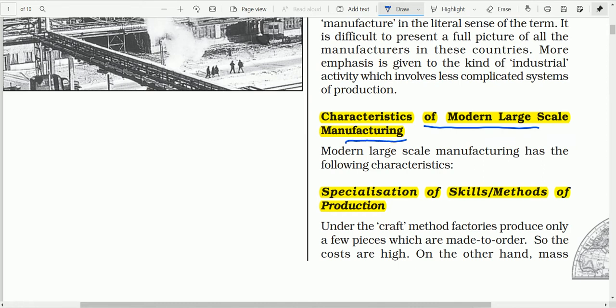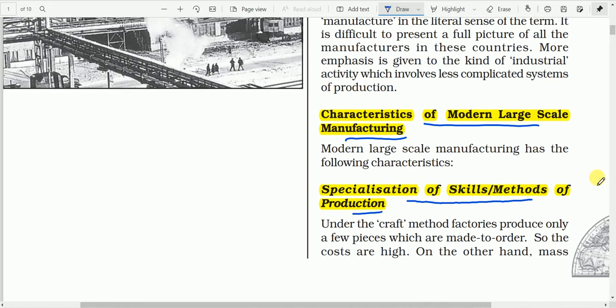Now let us learn about the characteristics of modern large-scale manufacturing. In the present-day world, things are manufactured on a large scale, and that is what is called modern large-scale manufacturing. It has the following characteristics. The first one is specialization of skills and methods of production.